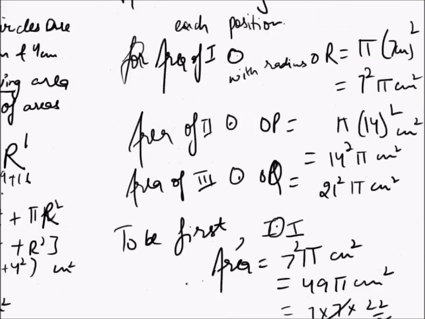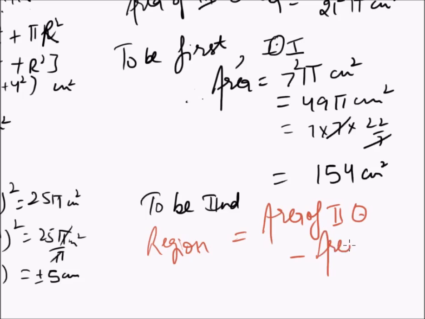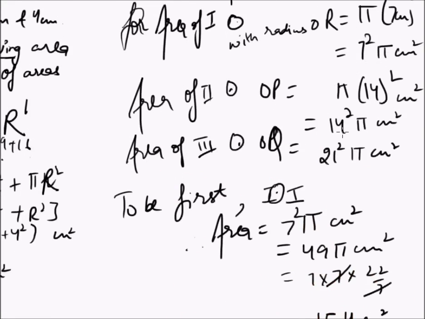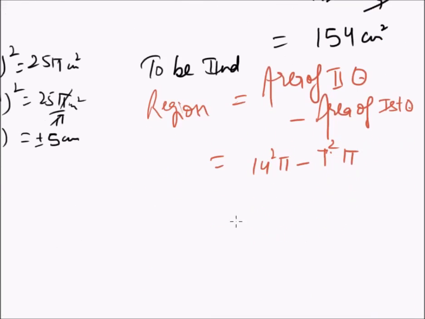So for this reason, the area is the area of the second circle minus the area of the first circle. Now, the area of the second circle is pi times 14 squared, and the area of the first circle is pi times 7 squared. So all in all, we have pi as common, and 14 squared minus 7 squared.